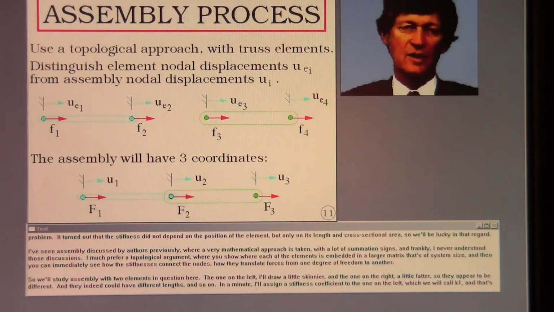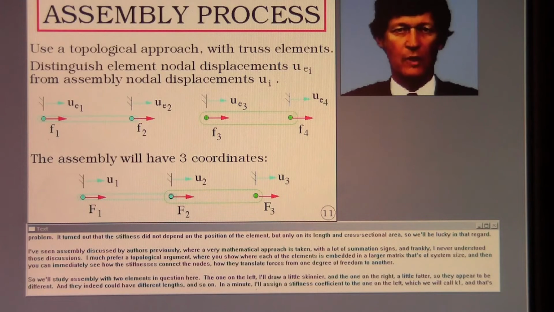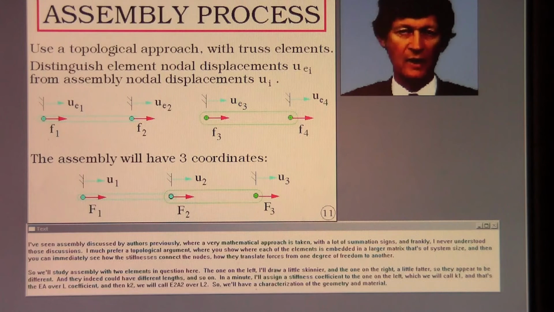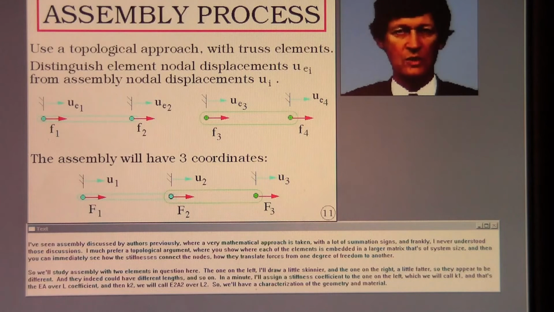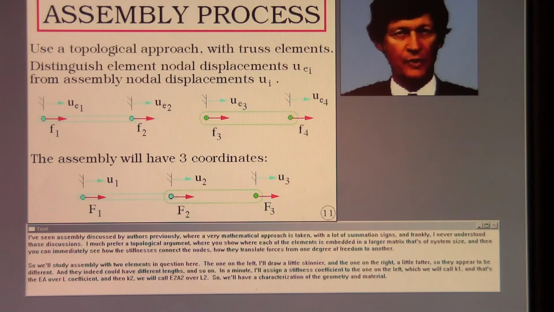Now, I've seen assembly discussed by authors previously where a very mathematical approach is taken with a lot of summation signs, and frankly I never understood those discussions. I much prefer a topological argument where you show where each of the elements is embedded in a larger matrix that's of system size, and then you can immediately see how the stiffnesses connect the nodes, how they transmit forces from one degree of freedom to another.